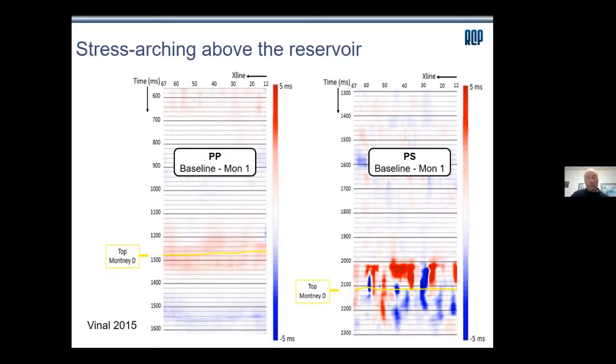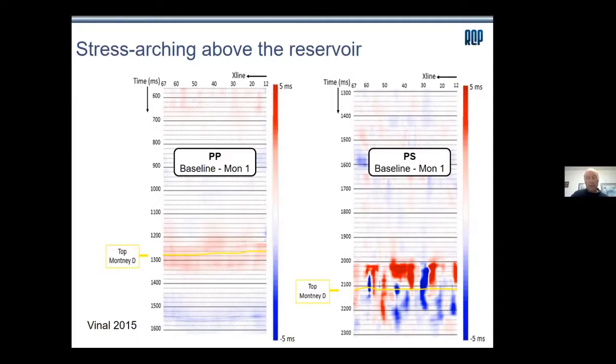Whereas on the shear wave data, what we call PS, because we have P waves going down at some angle of incidence, converting to shear and traveling back up as shear waves, these are more sensitive to stress, as I've already alluded to.